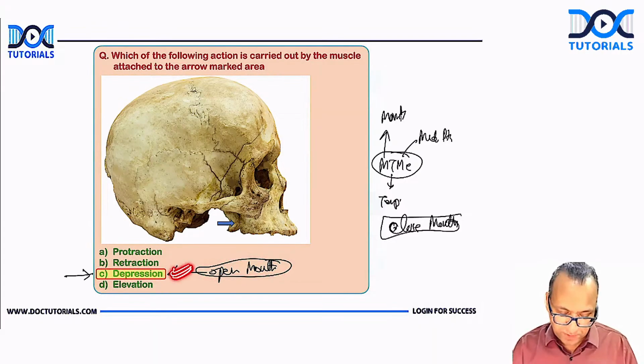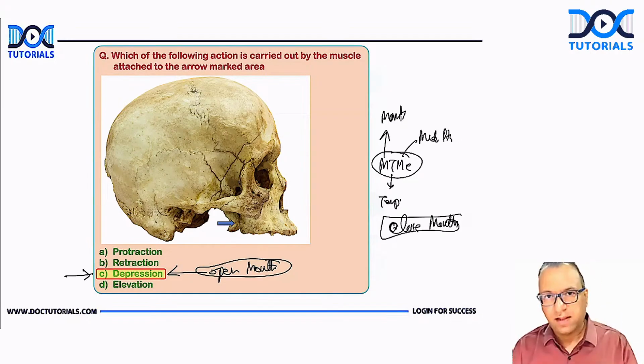So the only possible answer here is depression, though you can always say it is a muscle for protrusion also. But why does it do protrusion? Read Gray's Anatomy, you'll know that the answer should remain depression.